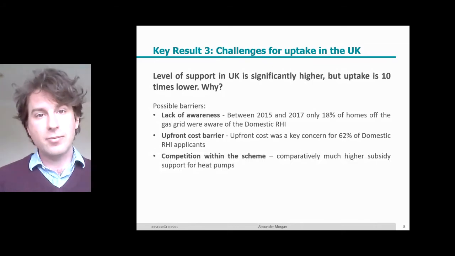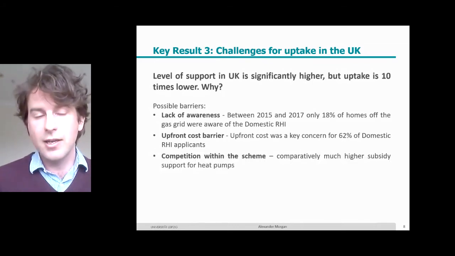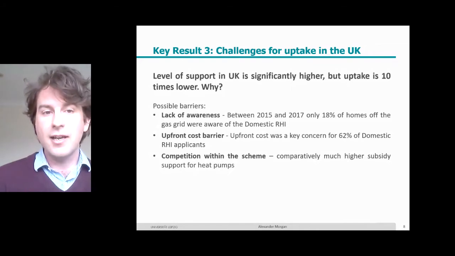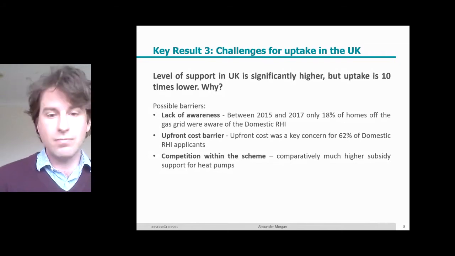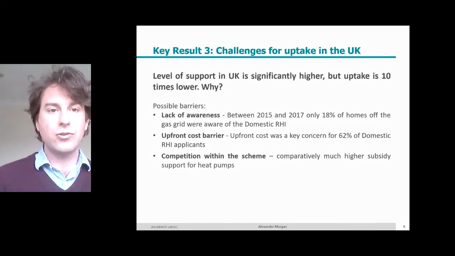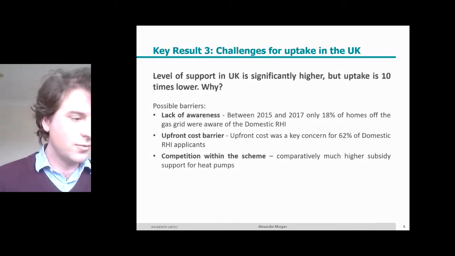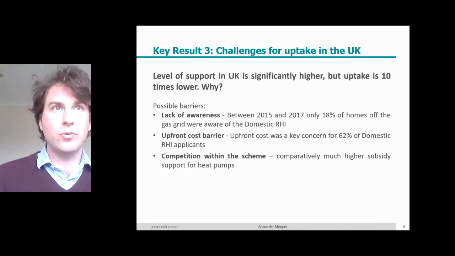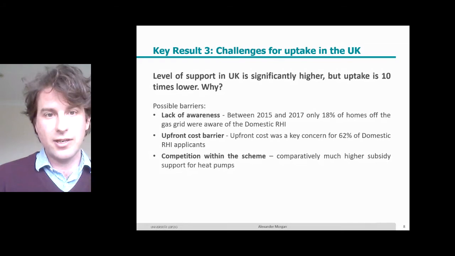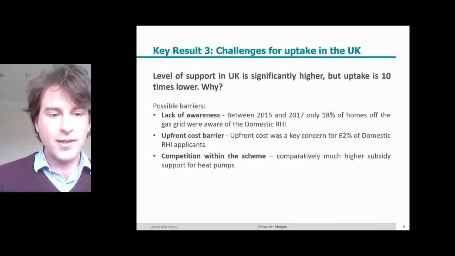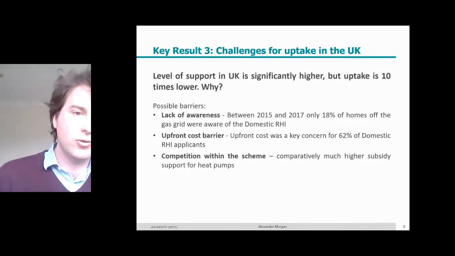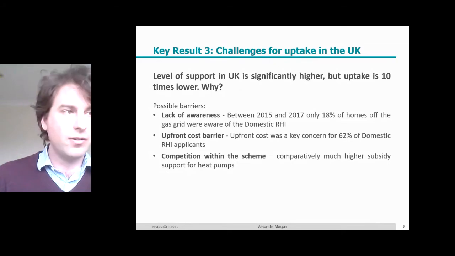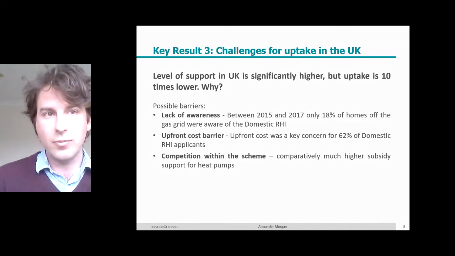And finally, another explanation could be competition within the scheme. In the domestic RHI, the comparative level of support provided to ground source and air source heat pumps is much higher than that of biomass boilers, when you compare it to the German market incentive program. So relatively, you will receive a lot more funding for ground source and air source heat pumps in the UK than you would in Germany. And this may be driving people wanting to install these systems to preferentially choose air source or ground source heat pumps rather than biomass boilers, because they're preferable from an economic point of view.